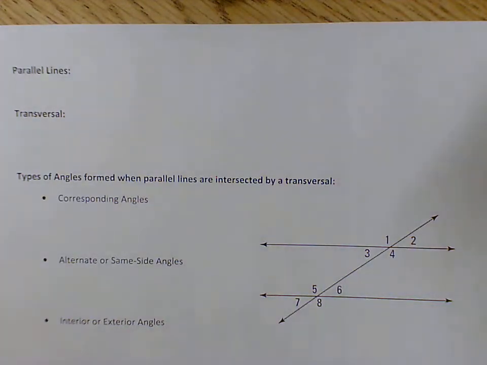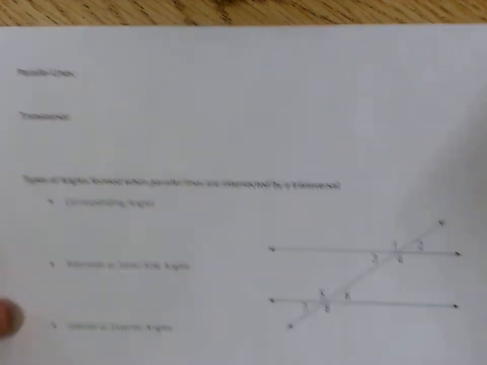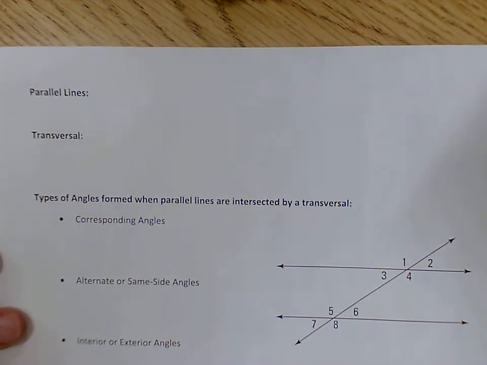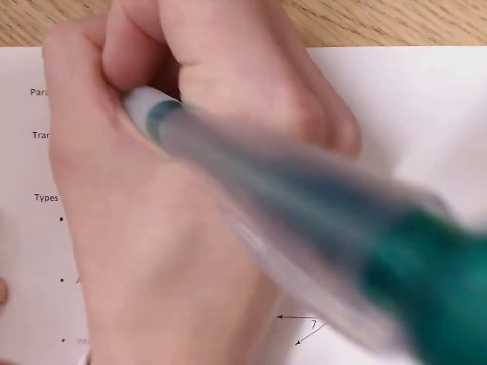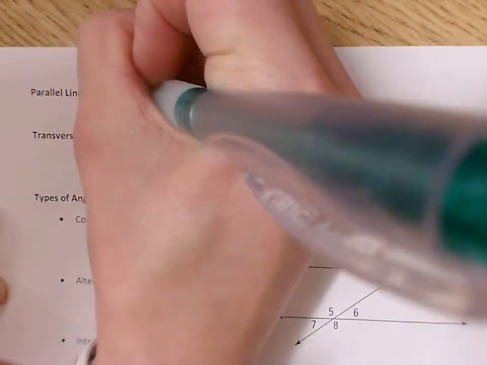In this video, we're going to talk about parallel lines and transversals, and we'll talk about the different types of angles that are formed when you have parallel lines and a transversal. Okay, so to begin, we're going to talk about what parallel lines are and what a transversal is. Parallel lines are what are called coplanar lines. I'll talk about what that means in a second.